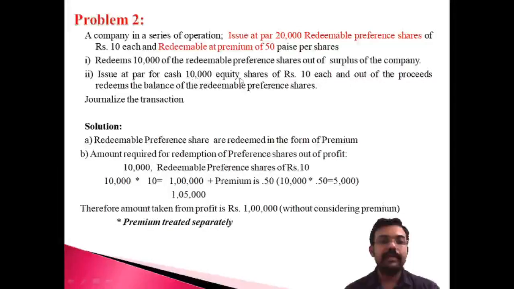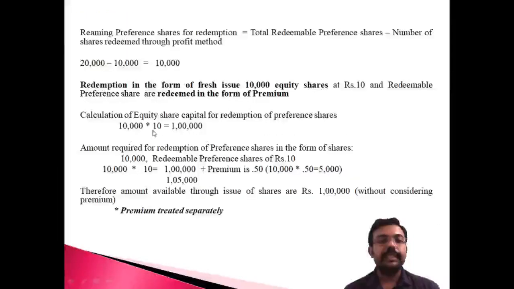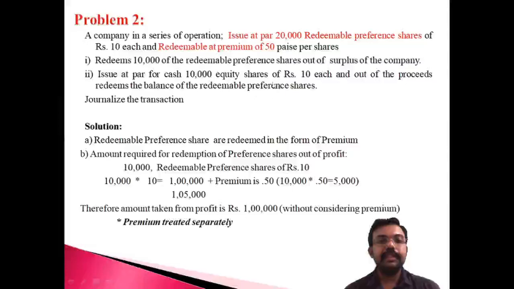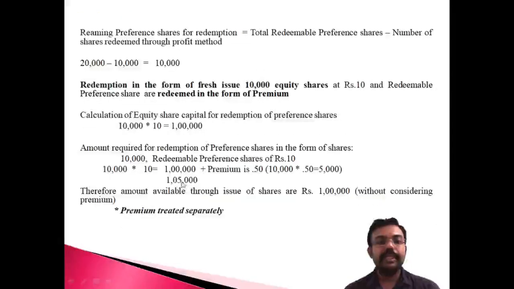So 10,000 into 10, that's 10,000 into 1 lakh, and there is a redemption always in the premium. The redemption is always in the premium, so it's 10,000 and the 0.5, that's 5,000, is the premium.